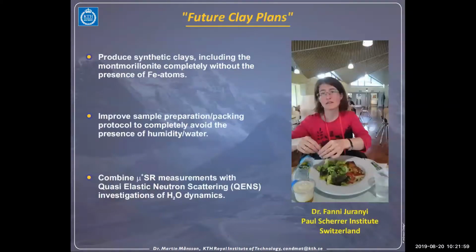So this is Anne Jurani at the Paul Scherrer Institute in Switzerland. She's the lead of this proposal. She didn't do muons before. But we want to produce these synthetic clays with a better protocol to reduce the presence of iron. Of course, for the packing protocol and everything, we probably need to dry them inside the glove box, so we need a dedicated glove box for this. And then, of course, we should combine them with neutrons. This has actually started now.